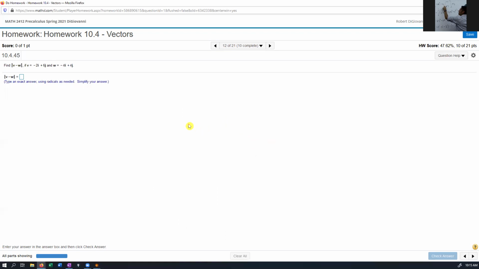Find the magnitude of V minus W if V is equal to negative 2, 6, and W is equal to negative 4, 4. So we need to figure out what V minus W is first. So V minus W will be equal to this vector minus this vector.